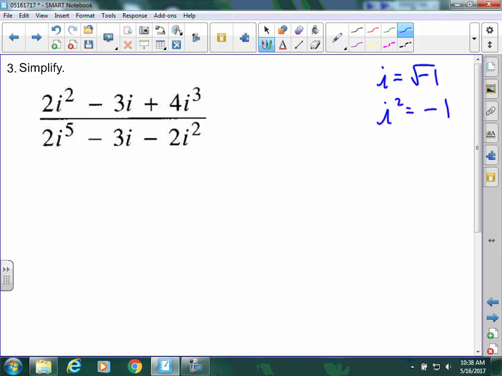So I could write I to the third, but I don't really think of it in terms of that. Whenever I get an I to the third, I'm just going to take out an I squared, so I can change the sign, and then I'll have one I left over. Okay? So really I to the third is equal to I squared times I. And I squared is negative 1, right? So that's all I'm thinking about here.